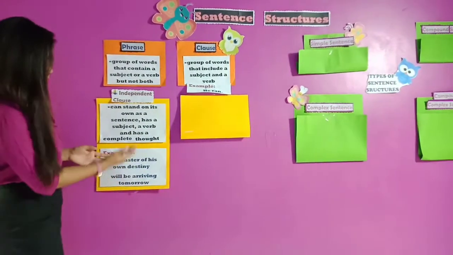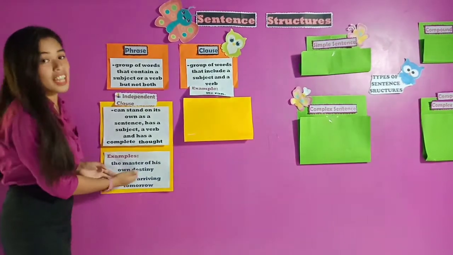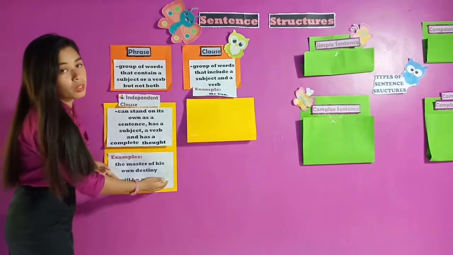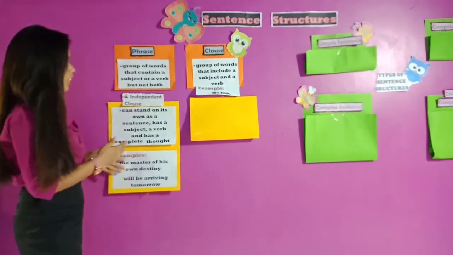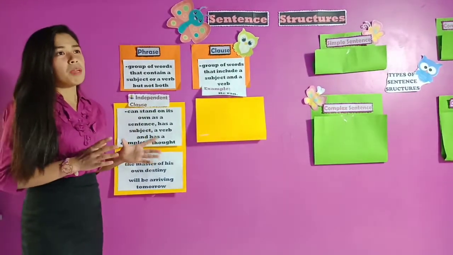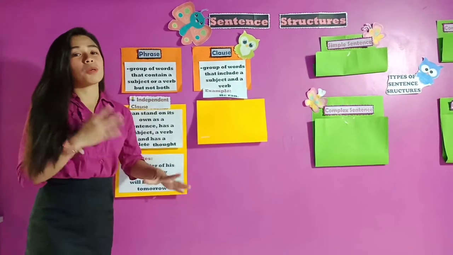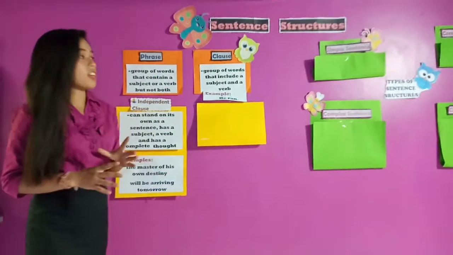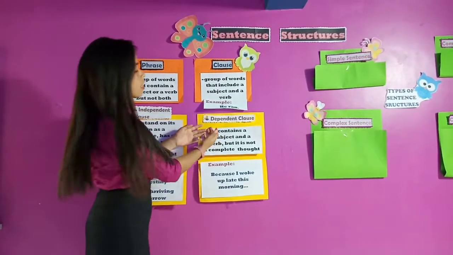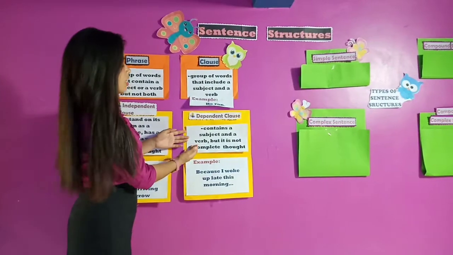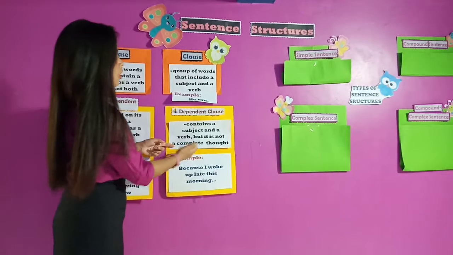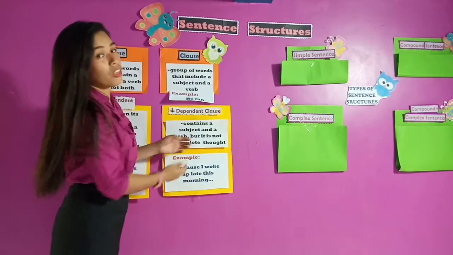For example, the master of his own destiny. The second example is will be arriving tomorrow. With these examples, you can understand them already because they have a complete thought, meaning they do not need any subordinating clauses or phrases. The next type of clause is the dependent clause. It contains a subject and a verb, but it does not have a complete thought.